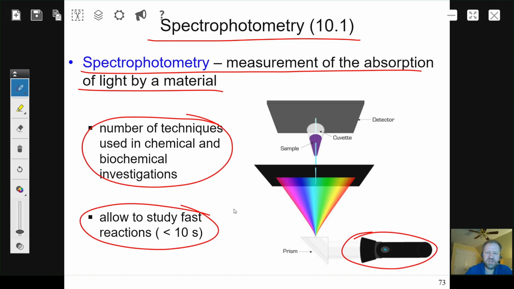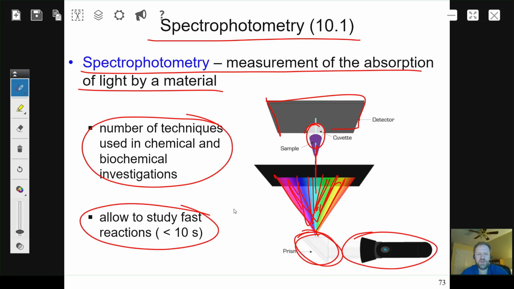We have a light source. That light source goes through a prism, right? And then we separate our light into light of different frequencies. That light is passed through a narrow slit and descends onto the sample, kept in some sort of cuvette, and then the signal is registered on a detector as a function of different wavelength.